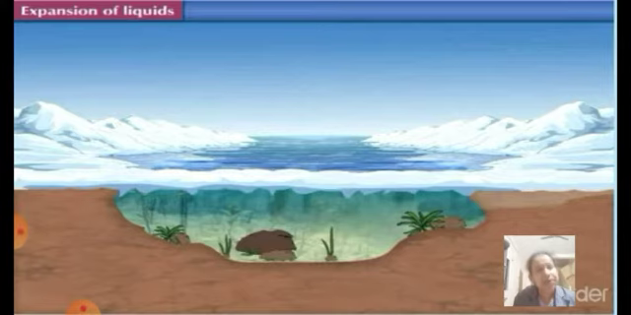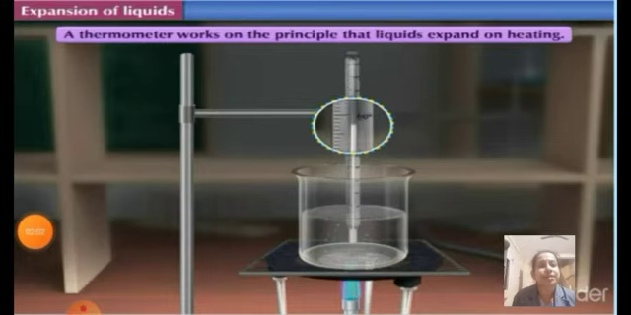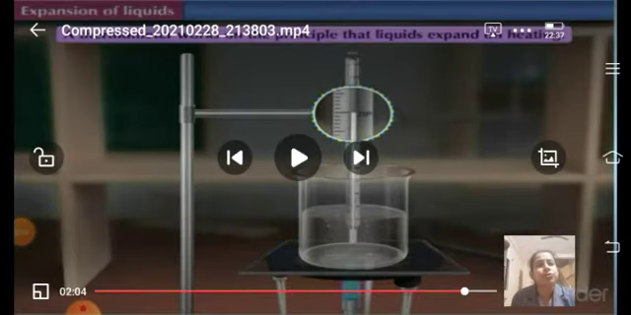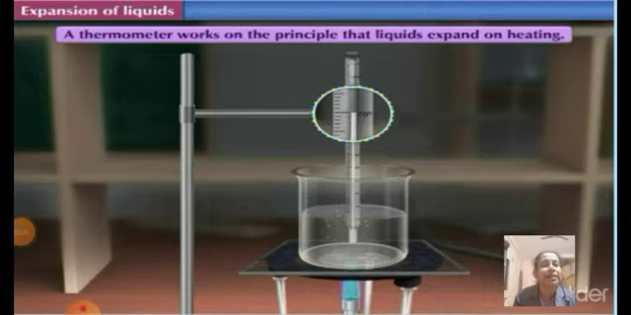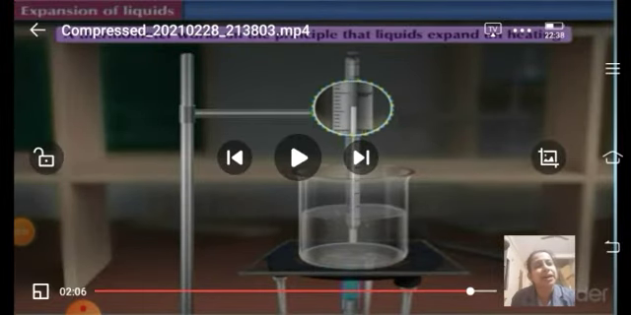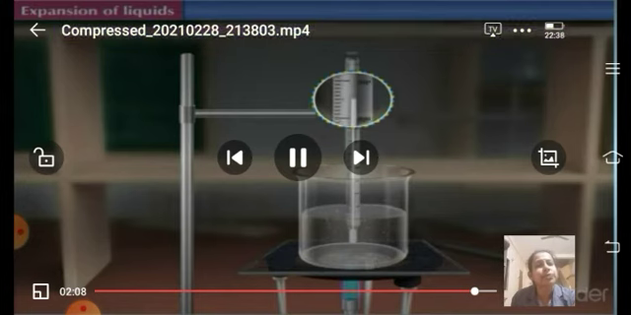So which other use of expansion of liquid have you studied in your daily life? Yes, you have studied one instrument called a thermometer, which works on the principle of expansion of the liquid. Okay, so you can see how it is expanding, right? So due to its expansion, you can measure the temperature of any hot substance. You can see how when heat is given, it will start expanding like this, correct? So this is the use of expansion of liquid in daily life, right?